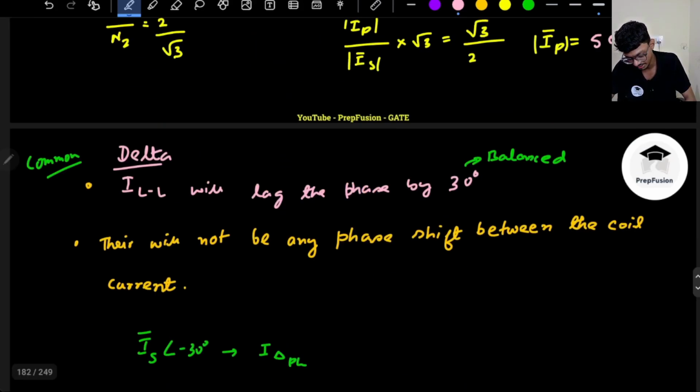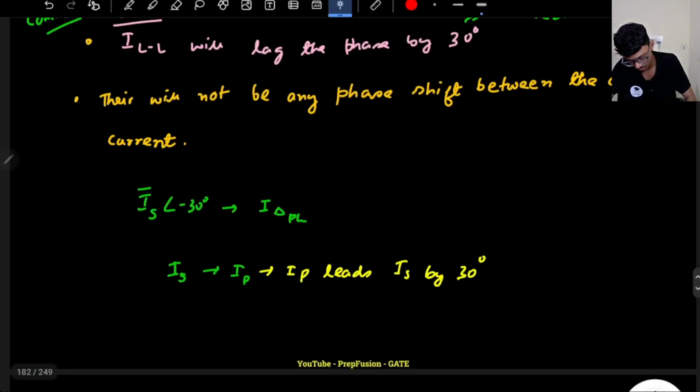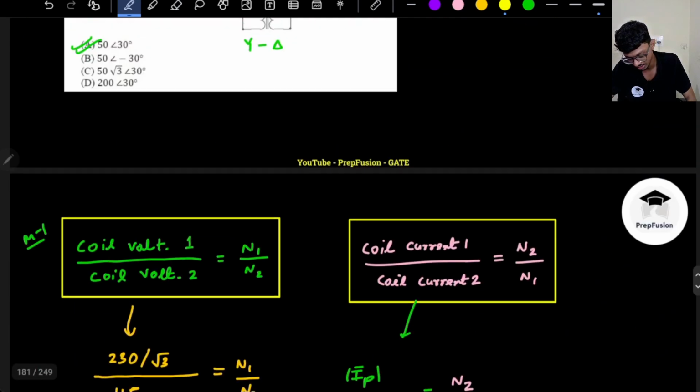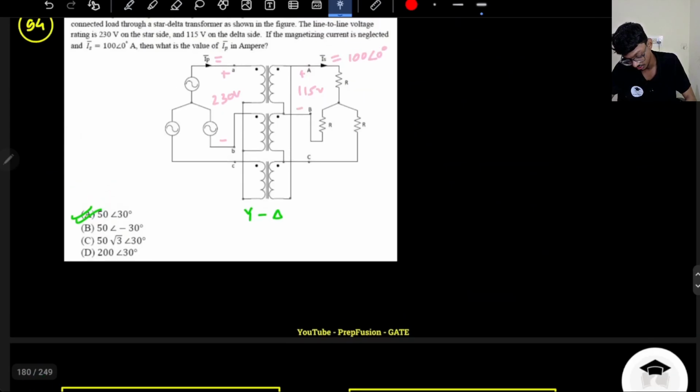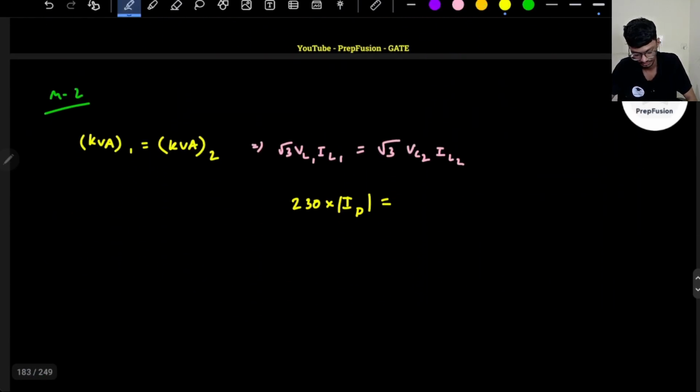What is the line voltage in the primary side? It is 230 volts, they have given it to me. Into the current, the line current and the phase current being the same for a star connected load, it will be the magnitude of IP, because we were only discussing the magnitude. This equals VL2, which is 115 volts.